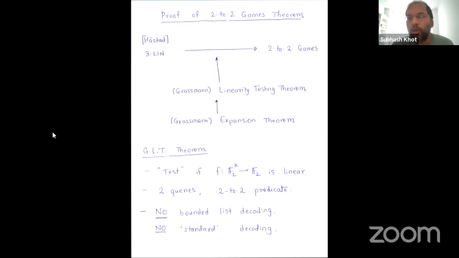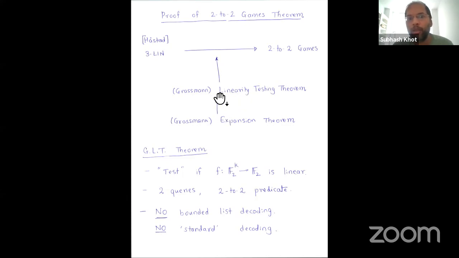Just a quick overview of where we left off in the last lecture. This is an overview of the proof of the 2-to-2 games theorem, and we already saw what the 2-to-2 games theorem amounts to and talked a little bit about its significance. In this lecture, I want to say a bit more about the combinatorial modules involved in the proof.